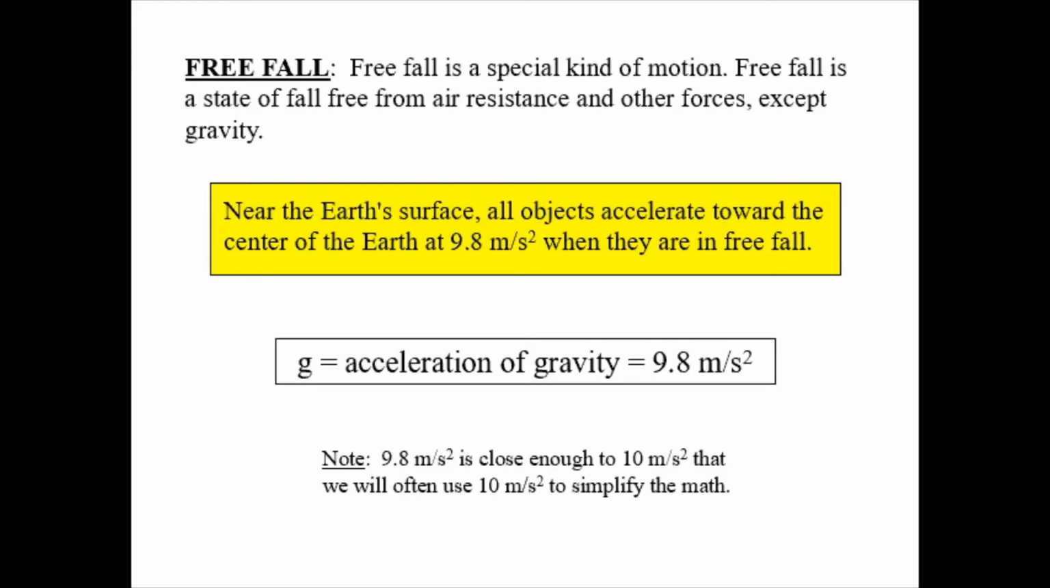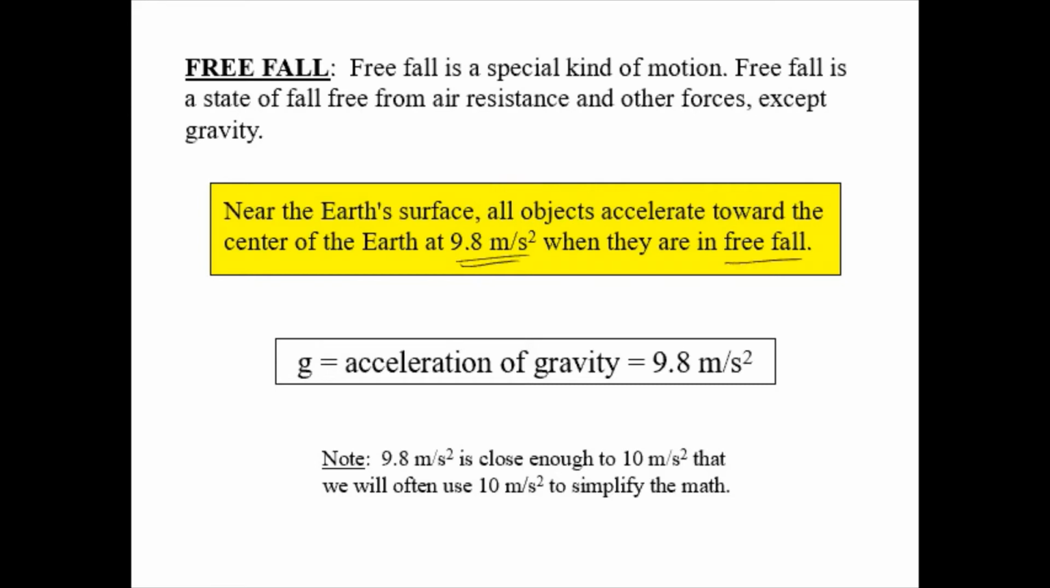If the air resistance and other forms of frictional forces holding back the rock are ignored, it's only the force of gravity making the object fall. And so in this particular case, we refer to this as free fall. It's a falling motion free from any other sources of influence other than gravity. Near the Earth's surface, all objects accelerate towards the center of the Earth at 9.8 meters per second squared when they're in free fall.